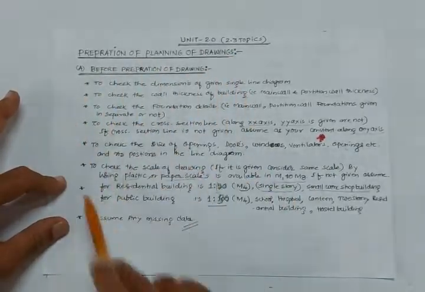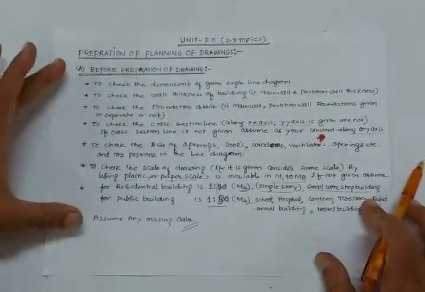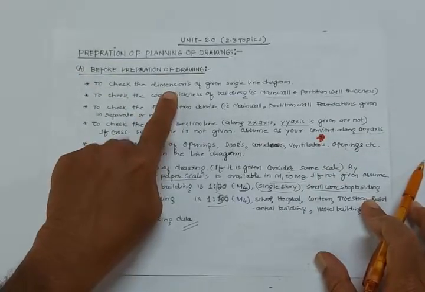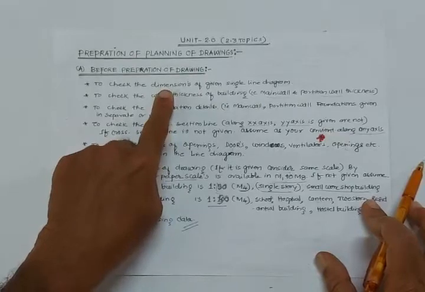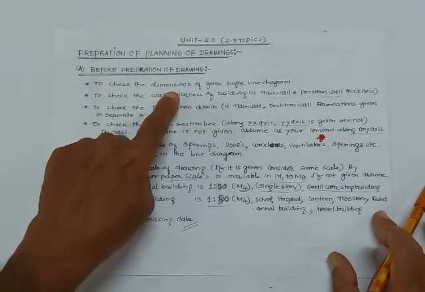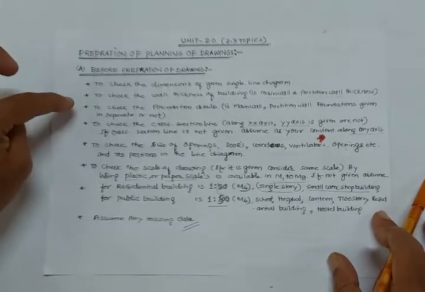This is the checking before preparation of drawings. You have to check these points: where dimensions are not given, or any correction is given, then you have to check the dimensions, the inner dimensions of the buildings, and if any specification is not given, then you have to assume that in the planning of the drawings.